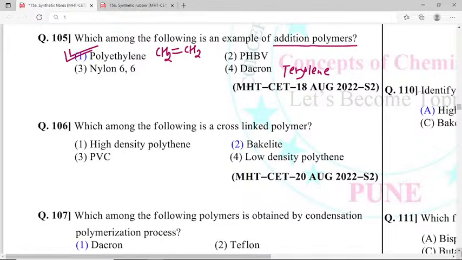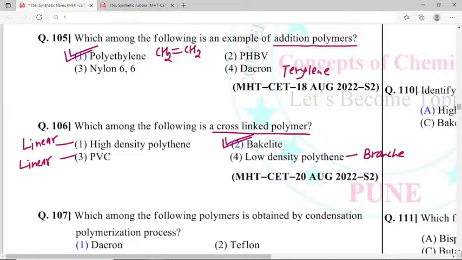Which among the following is a cross-link polymer? Bakelite is the example of the cross-link polymer. High density polythene is a linear. PVC is again linear. Low density is a branch. Low density polythene is a branch polymer.